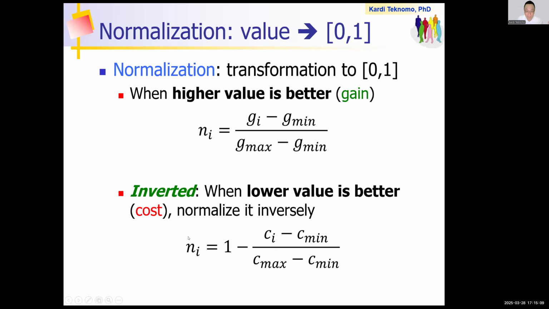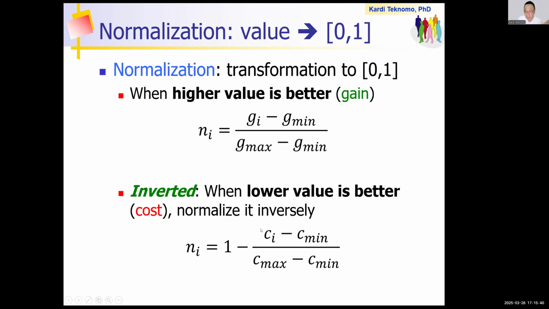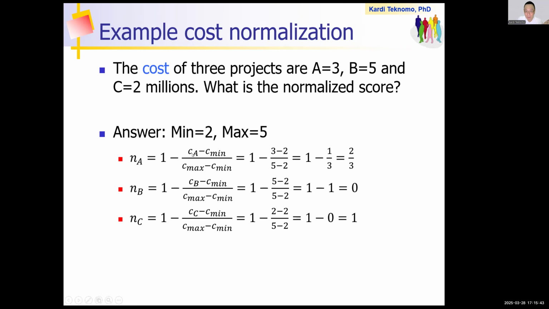So let's go to the example so that you can see. Suppose this is a cost. You have 3 projects, A, B, and C. The cost of the 3 projects is 3 million, 5 million, and 2 million. Of course, the minimum is 2, the maximum is 5. Because this is cost, it is inverted, so we use the second formula here down: 1 minus C minus C min, over C max minus C min. Let's plug in the numbers, then you get these 3 values. So is it clear?